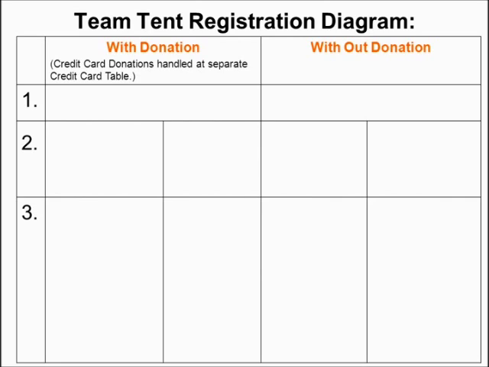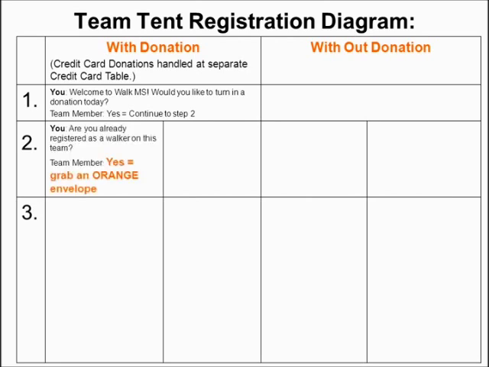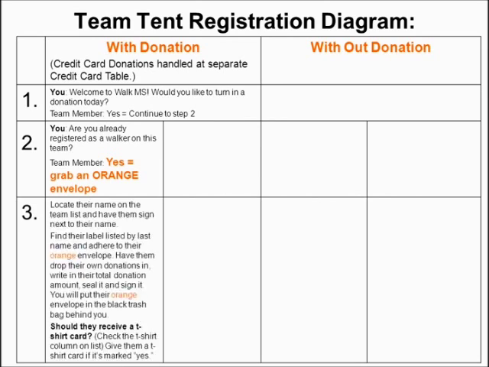So, step 1. You will welcome the team member to WalkMS and ask if they'd like to turn in a donation. The team member says yes. You ask them if they're already registered as a walker on that team. The team member says yes, so you grab an orange envelope. You locate their name on the team list and have them sign next to their name. Find their label listed by last name and adhere it to their orange envelope. Have them drop in their own donations, write in their total donation amount, seal it, and sign it.